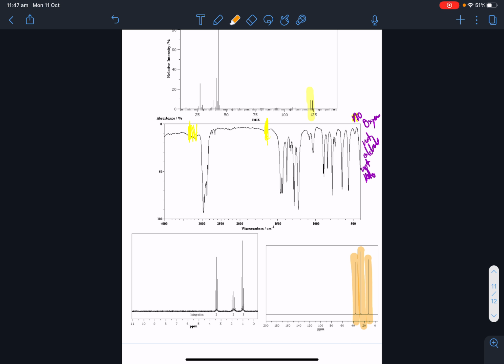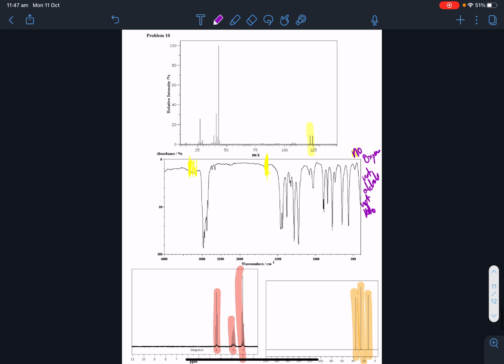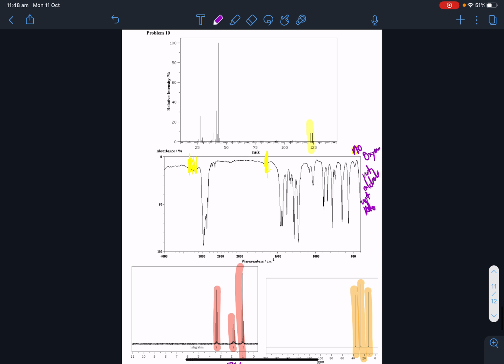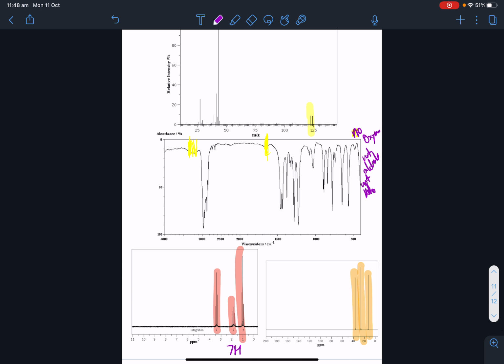But hold on. How many hydrogen environments do we have? 3. And we've got an integration of 2, 2, 3, so we've got 7 hydrogens. So we must only have 7 hydrogens in here. 7 hydrogens on an organic molecule that has a mass of 125. What is going on? Alarm bells should be ringing. How did it get this huge of a mass?